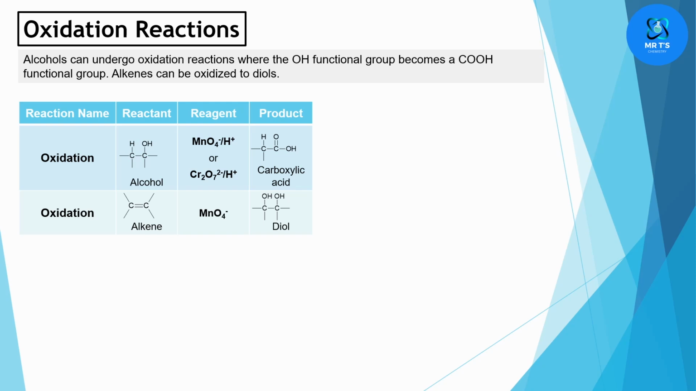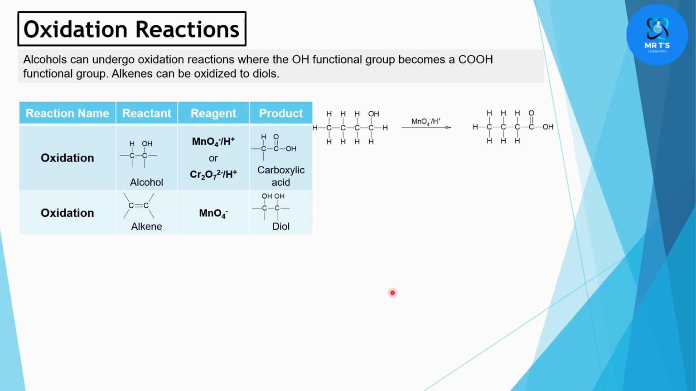So in level 2, there are two types of oxidation reaction we need to be aware of. Alcohols can be oxidized, the OH functional group in alcohols can be oxidized to a carboxylic acid functional group, or a COOH functional group, and alkenes can be oxidized to diols. A diol is when we have two OH functional groups attached to one molecule. Let's have a look at these examples here.